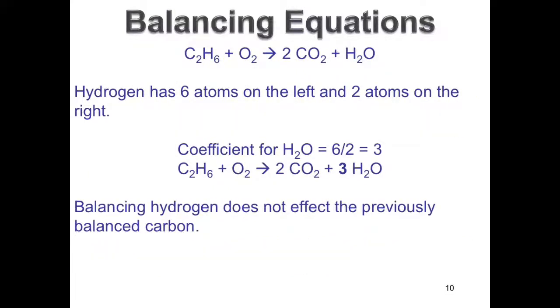Next, we're going to move on to the hydrogen. There are 6 atoms of hydrogen on the reactant side and only 2 on the product side. So to make them equal, we put a 3 coefficient in front of the water, giving us 6 total hydrogen atoms. And because the hydrogen balancing does not affect the previously balanced carbon, we don't have to go back and rebalance the carbon.